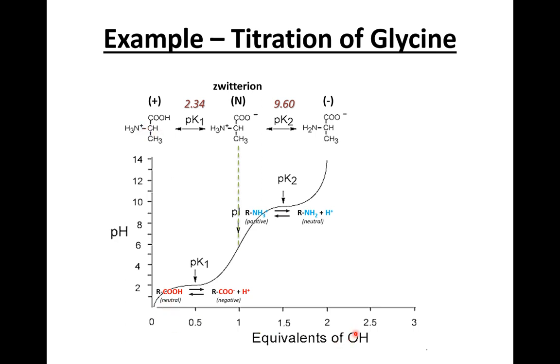Then you start adding some equivalents of hydroxyl ion. At this point here, you will go first through the first pKa, which is the one referring to the carboxyl group. The carboxyl group has a lower value compared to the one of the amino group. So the pKa relative to the alpha carboxyl group for glycine, if you go back to the table, you will find it there, has a value of 2.34, whereas the one for the amino group has a value of 9.60.